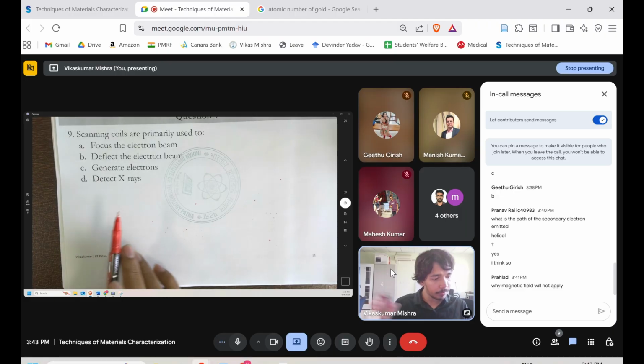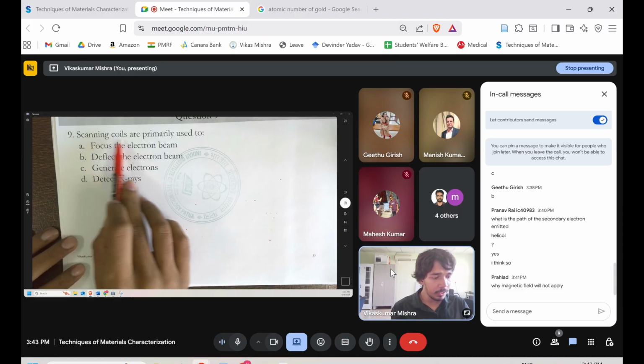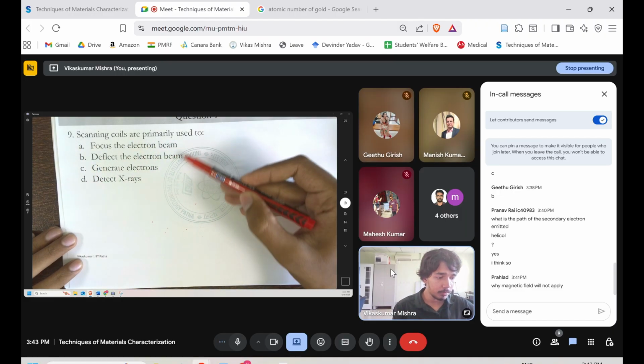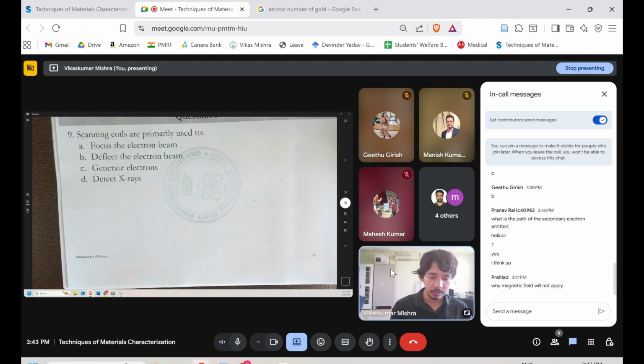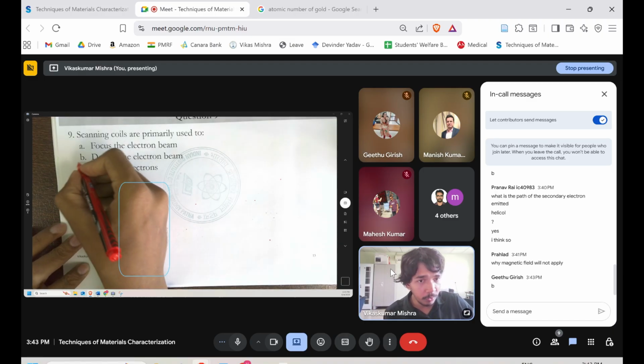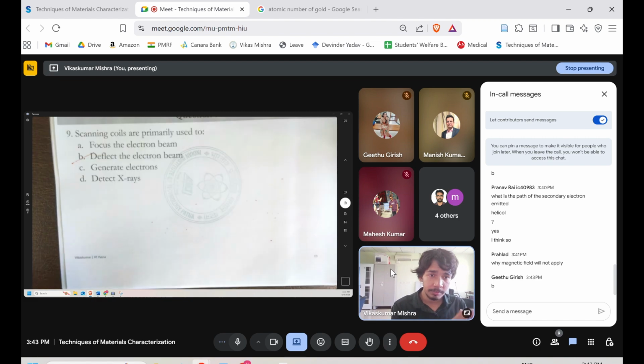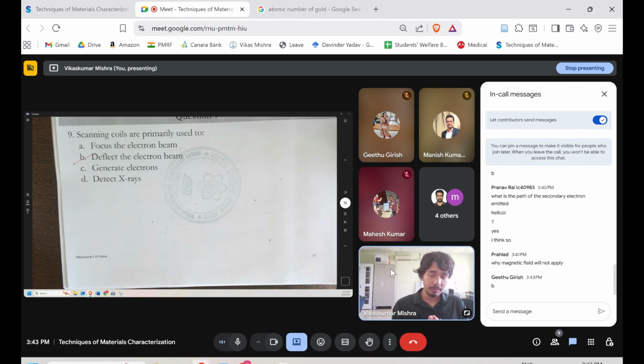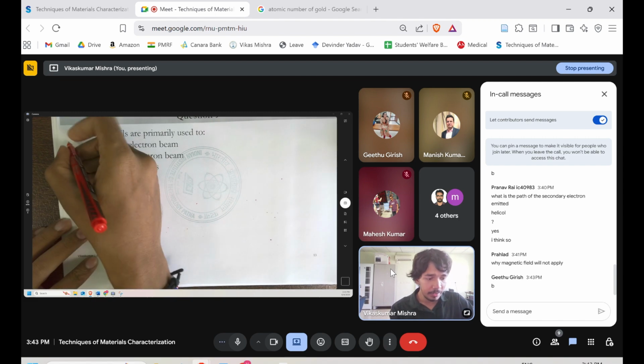So here it is. Scanning coils are primarily used for what? Among all these four options, which one is the right one? Focus the electron beam, deflect the electron beam, generate the electrons, detect X-ray. Very good. It's to deflect the electron beam. By deflecting the electron beam, we can go to a particular region.